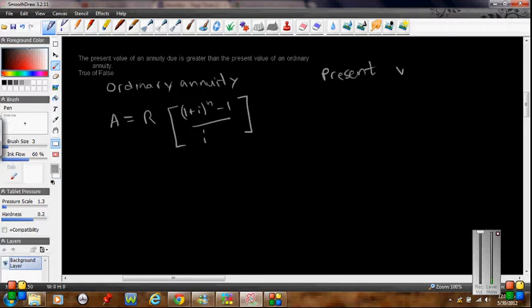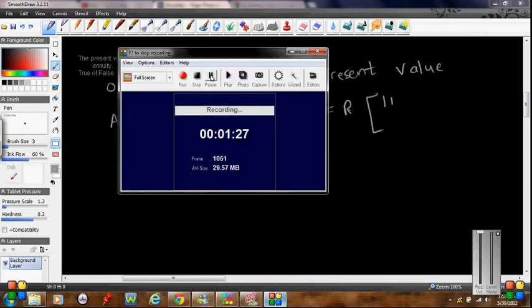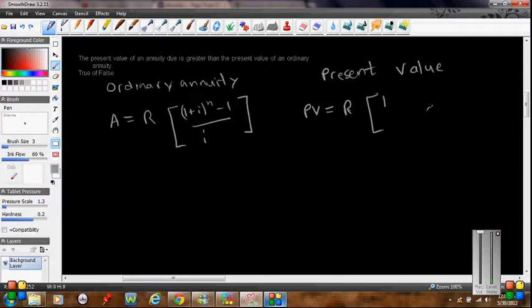So present value of an annuity. Okay, so when you have present value, you know that the formula is PV is equal to R, 1 plus I to the power... Oh, sorry. No, it's not. Okay, so just like I said, I made a little mistake here in the formula. It's 1 minus 1 plus I to the power of negative n divided by I.